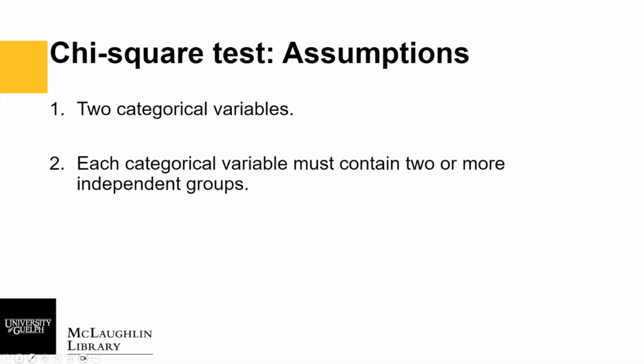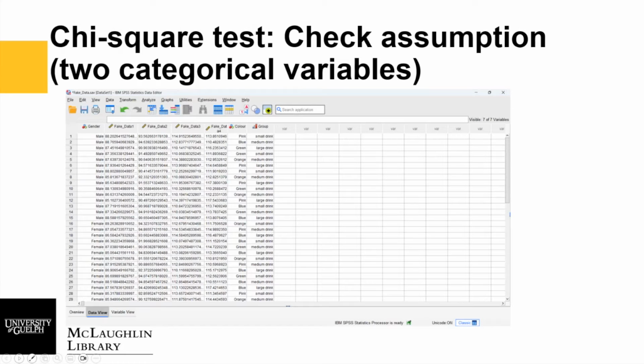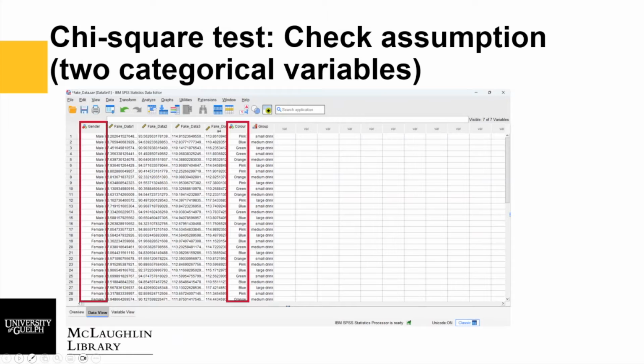What does this look like in SPSS? How do you set this up? In SPSS, when we're checking these assumptions, we have to make sure we've set up our data properly so that we can run the test. Our first assumption is that you need two categorical variables. In our fake data set today, we're going to be using the gender variable and the color variable. So here we've got gender, you could be male or female, and we've got color, you might like pink, blue, green, or orange. This first assumption, two categorical variables, passes. Gender and color are both categorical. They have separate groups, separate buckets.